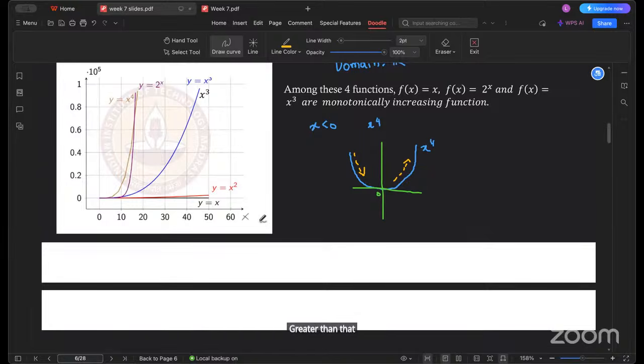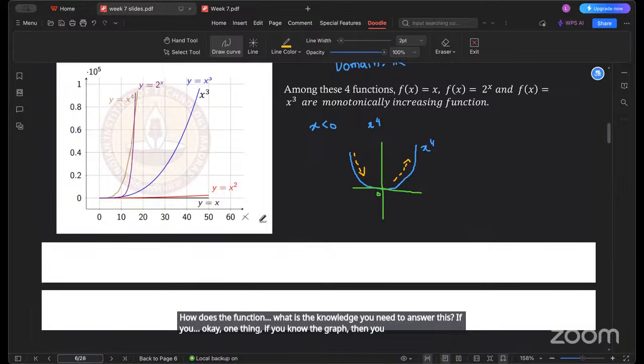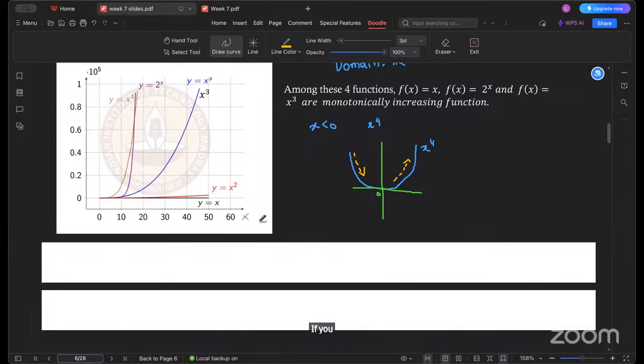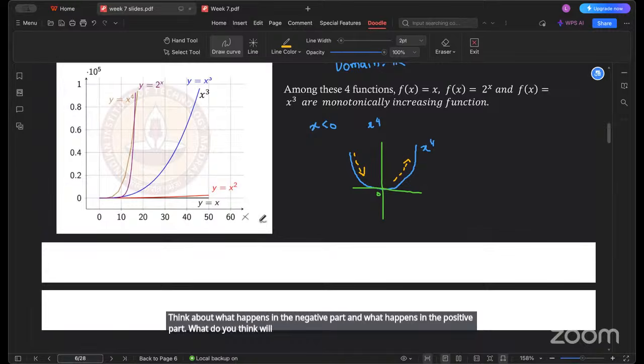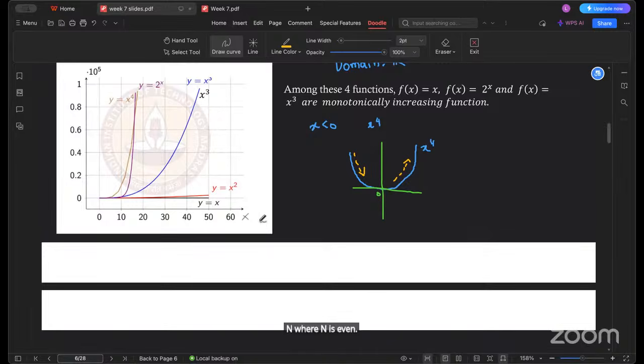What is the knowledge you need to answer this? If you know the graph, then you know the answer straight away. If you don't know the graph, then you just have to think about what happens in the negative part and what happens in the positive part. What do you think will happen to any x power n where n is even? It will look similar to this, right? Yes, ma'am. And if n is odd, how will it look?